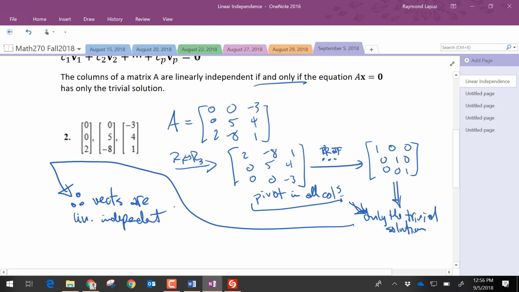All three of them are linearly independent from each other, yes. And the whole thing would fall apart, yeah. Yes.